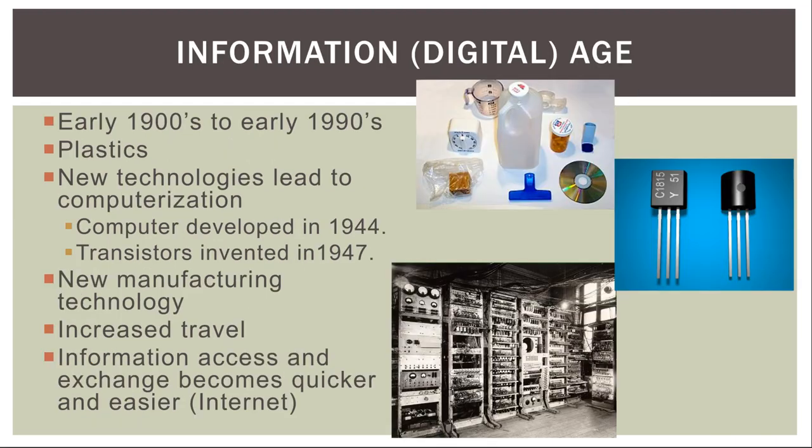Now, the next thing that we see, early 1900s to the early 1990s, is the Information Age or the Digital Age. And the really big development here does have to do with extraction, but it has to do with oil byproducts, and that is plastics. Plastics change the world, and these new technologies lead to all kinds of things. Plastic helps us develop computers and transistors, and those are both really important. Transistors are really important to all kinds of electrical stuff, including computers, and computers, that's pretty self-explanatory.